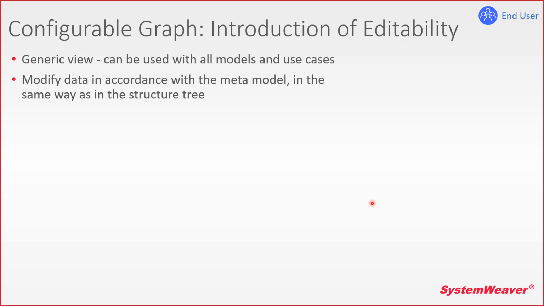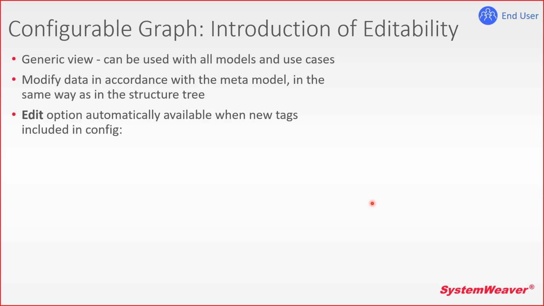Users, this is huge. This is the introduction of editability in our configurable graph. The point that we really want to get across to our customers is that this is a generic view, so you could use it with all models and use cases. When you modify data via the graph view, you're modifying it in accordance with the meta model, in the same way that you would in the structure tree. No difference. This new edit option is automatically available when an architect configures using these new tags for editability.